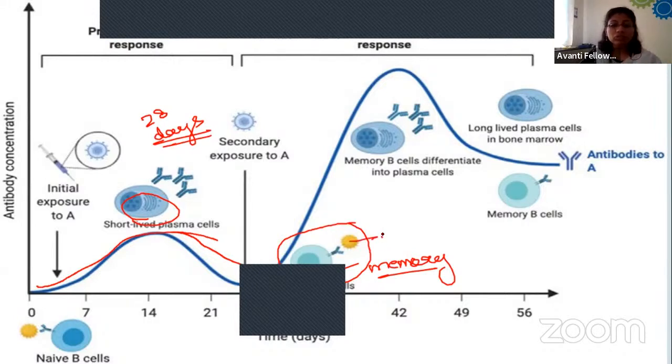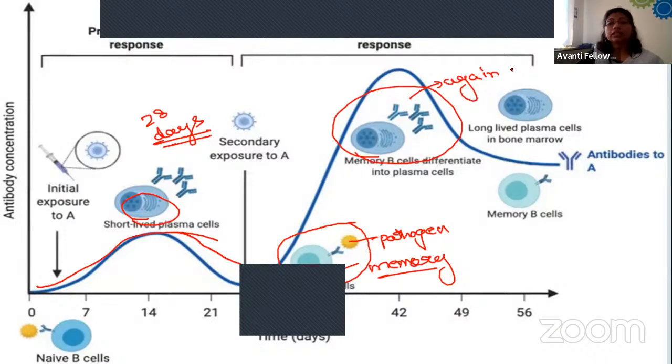So this is the pathogen, and this is the memory cell. Whenever this memory cell encounters a pathogen, it remembers it. So whenever a second time this pathogen again comes, or you can say invades our body, what is it doing?